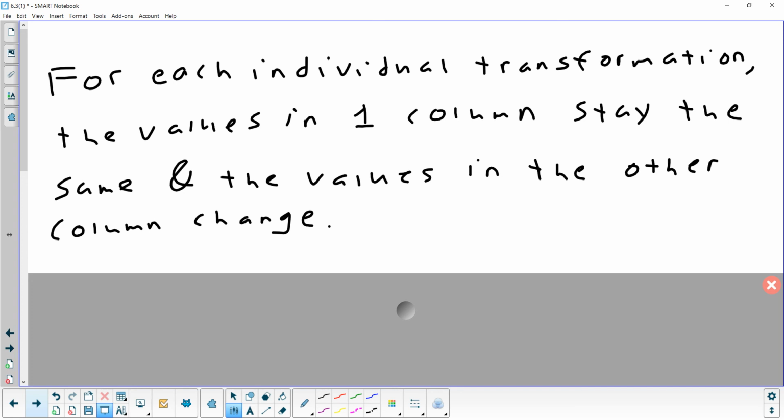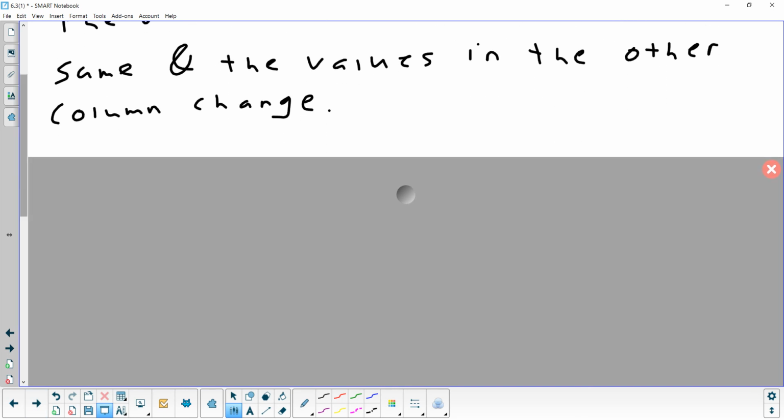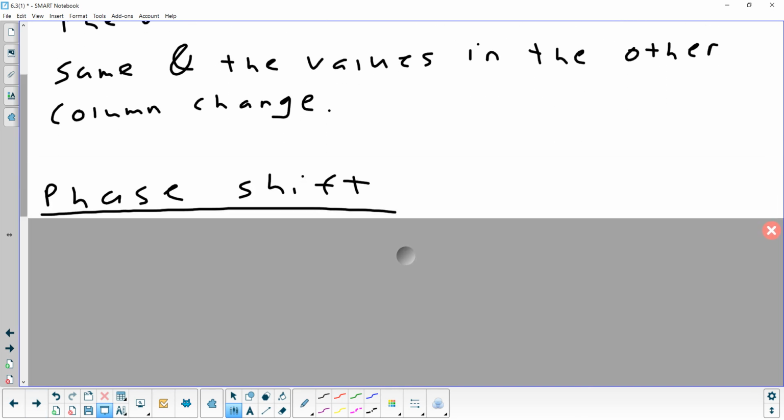Tomorrow we'll focus on the 2 transformations that do the stretches, the vertical and the horizontal. So the first transformation that we're going to study, now that I've given you guys all the background information and the tables you need, is a phase shift.